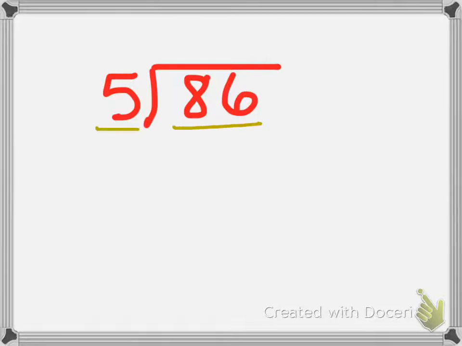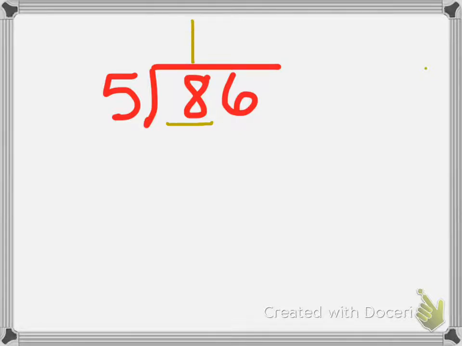86 divided by 5. So 86 divided into 5 groups. And just like on our place value chart, we start with the tens. So right here, let's start with the tens. 8 divided by 5, says Father. Well, let's count by 5s till we get to 8. 5.